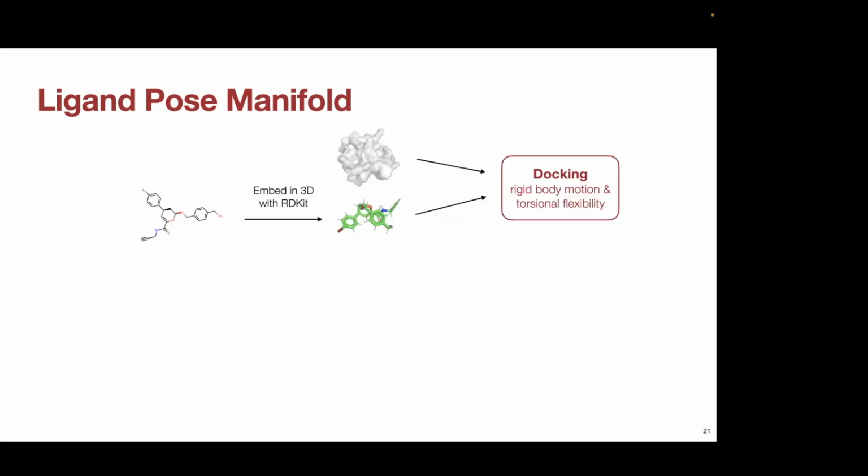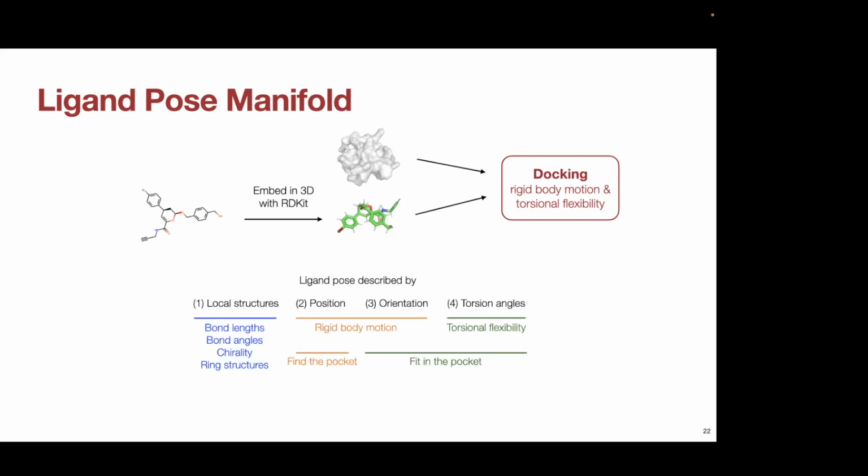Instead, in our approach, we take inspiration from traditional docking methods, which, instead of trying to reverse a diffusion that completely disassembles the molecule, like you saw on the previous slide, take as input the 3D structure of a ligand already embedded in 3D space with RDKit. What this does is it instantiates the bond lengths and angles of the molecule. And then the docking software only modifies the ligand pose through rigid body motion and torsional flexibility to dock it to the protein.